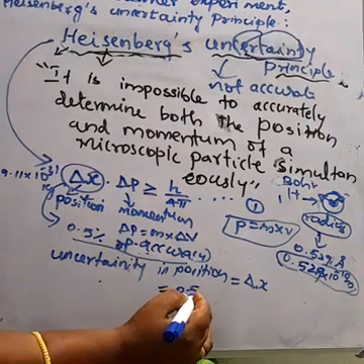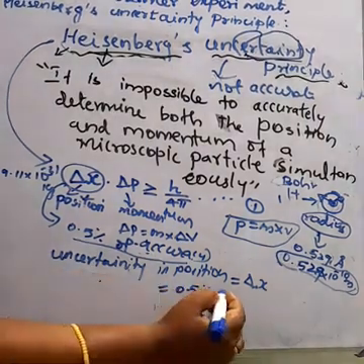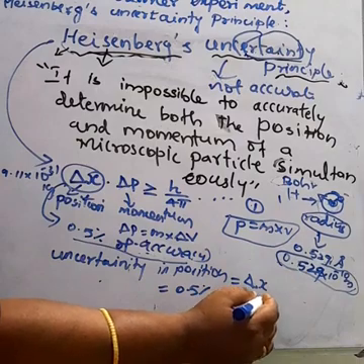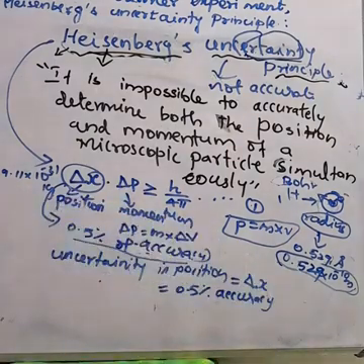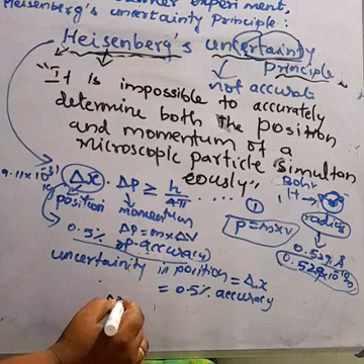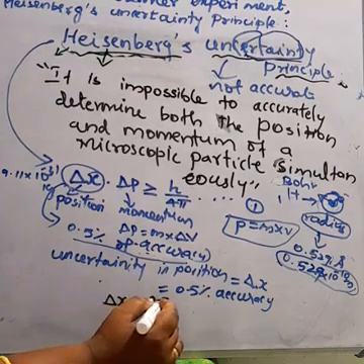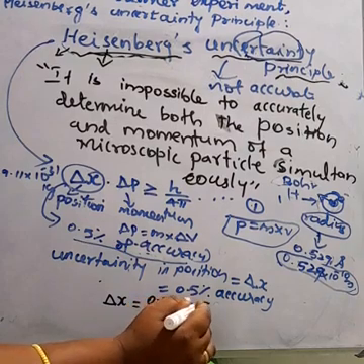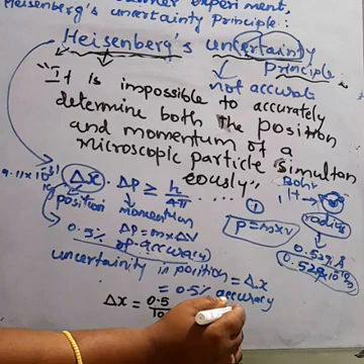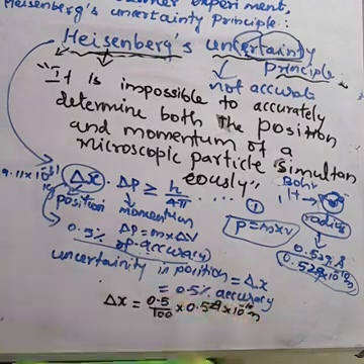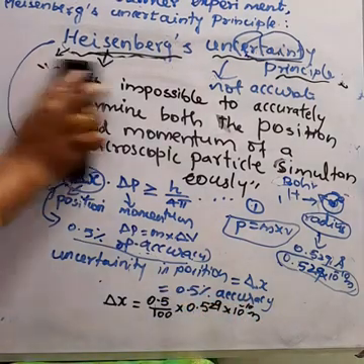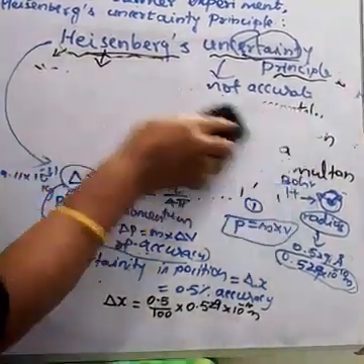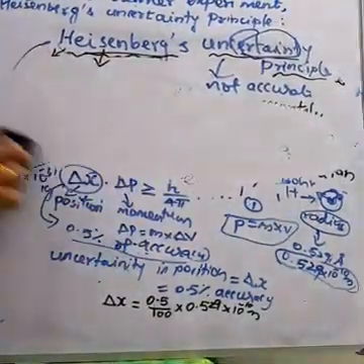With 0.5% accuracy, this electron revolves in this orbit. So 0.5% means delta x, what is the position of the electron in this orbit? Delta x is equal to 0.5 divided by 100 into 0.529 into 10 power minus 10 meter. This is the radius of the hydrogen orbit. From this radius, he assumed that it is the position of the electron, with 0.5% accuracy.